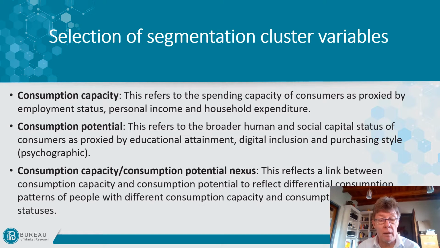And by bringing these two together, it creates a consumption capacity, consumption potential nexus. Just to give you an example of why this is so important to have both, let's take, for example, two consumers. Both these consumers earn below 50,000 rands per annum, so they can basically be classified as very low income earners.